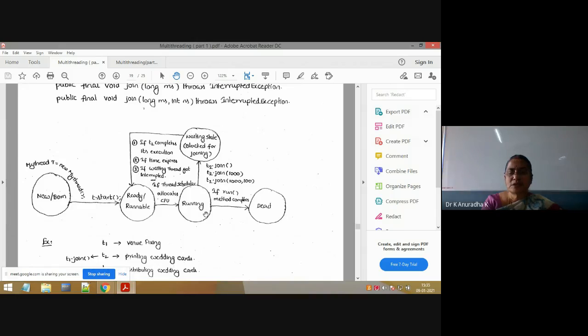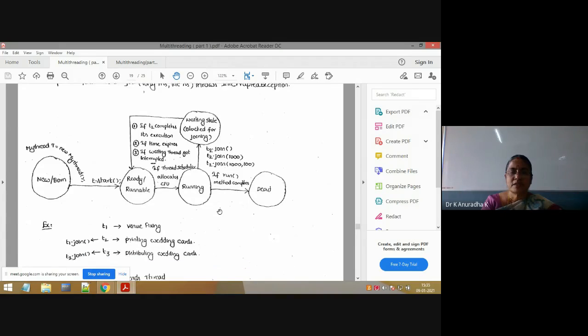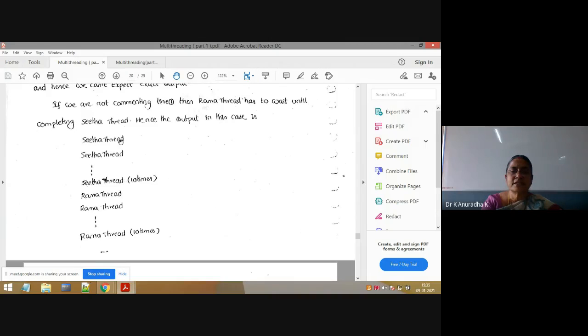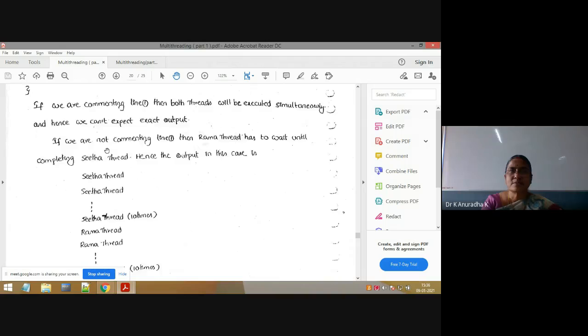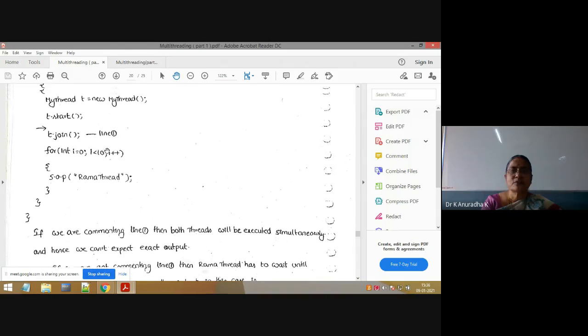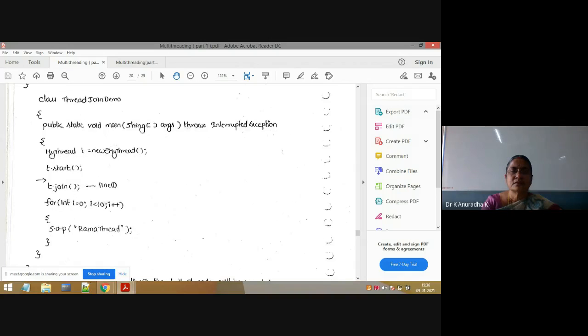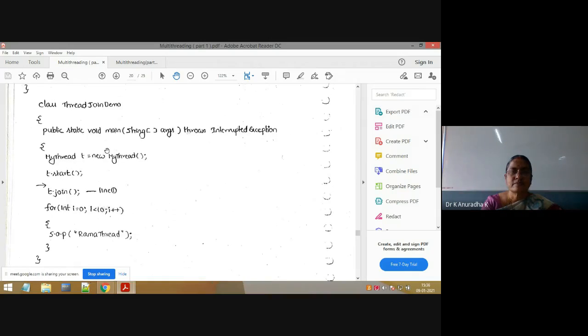So in this case, the child thread completes its execution first, followed by the main thread, as per this diagram. That's why the output for this program is Seta thread 10 times, that is, the child thread completes its execution first. After that only the main thread got the CPU and it completes its execution. This is the functionality of the child thread. This is the functionality of the main thread. This is the best program to explain the join method.